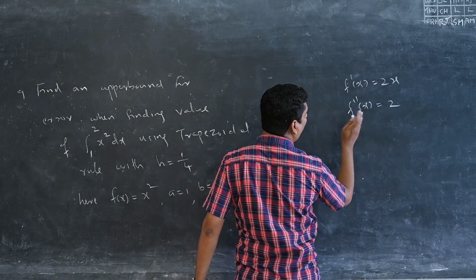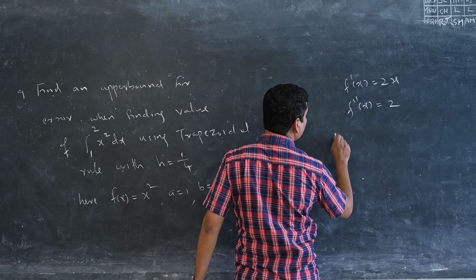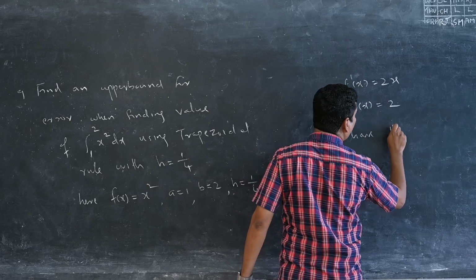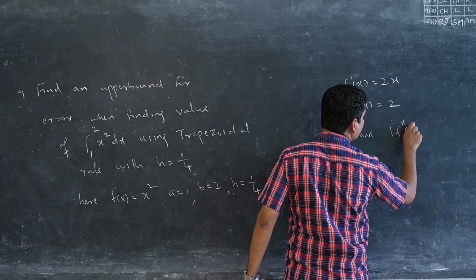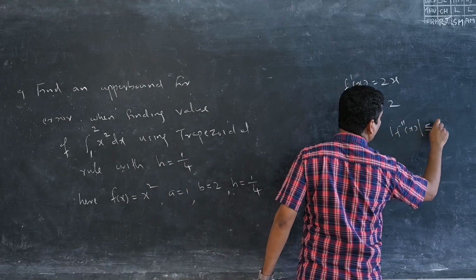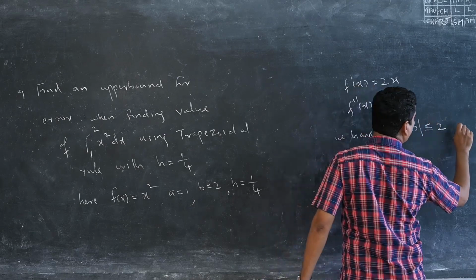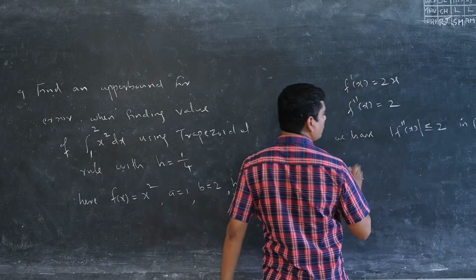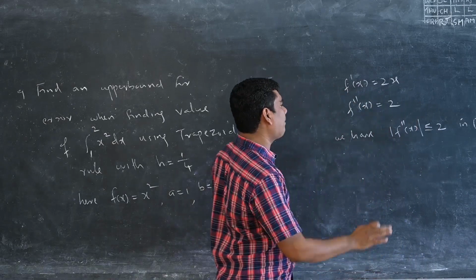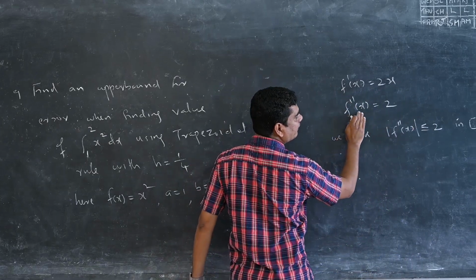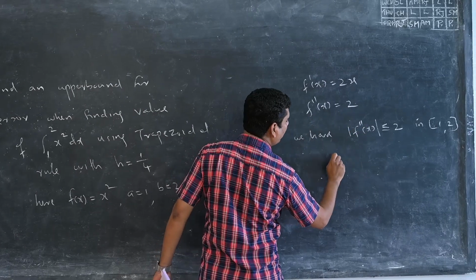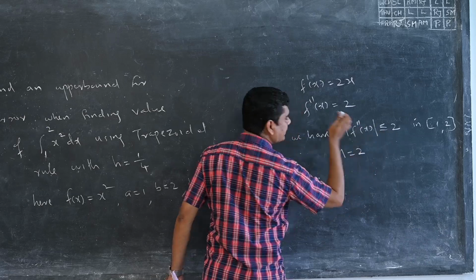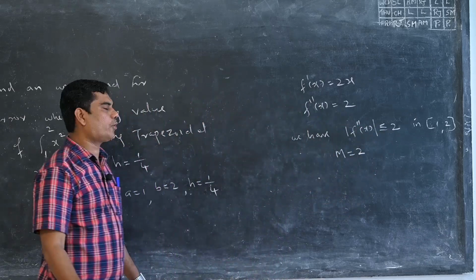So for an upper bound for mod f second derivative x, we have mod f second derivative x is less than or equal to 2 in the interval 1 2. So we can take the upper bound for mod f second derivative x in the interval 1 2, M is equal to 2. So mod f second derivative x is less than or equal to M is equal to 2.